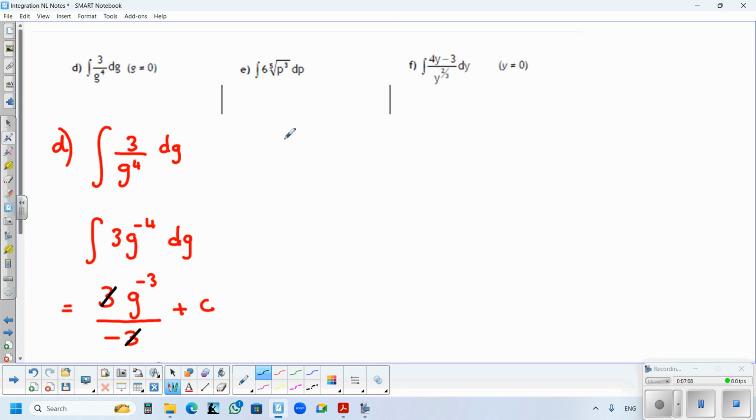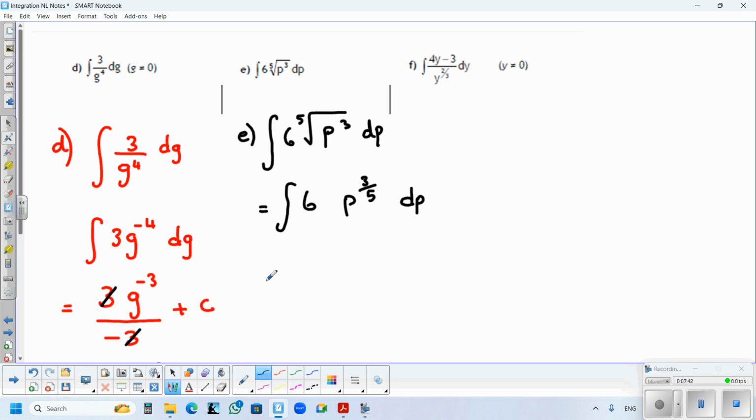Okay, next one, we've got roots and powers. So we've got the integral of 6 times the 5th root of p, all to the power of 3. That's got to be changed into a power of p. 6 stays where it is, and it's p to the power of 3. But remember, roots are underneath the ground, underneath the fraction. That's the 5th root, so that becomes 3/5. And we're going to do the p's, dp. I should have written that in there as well.